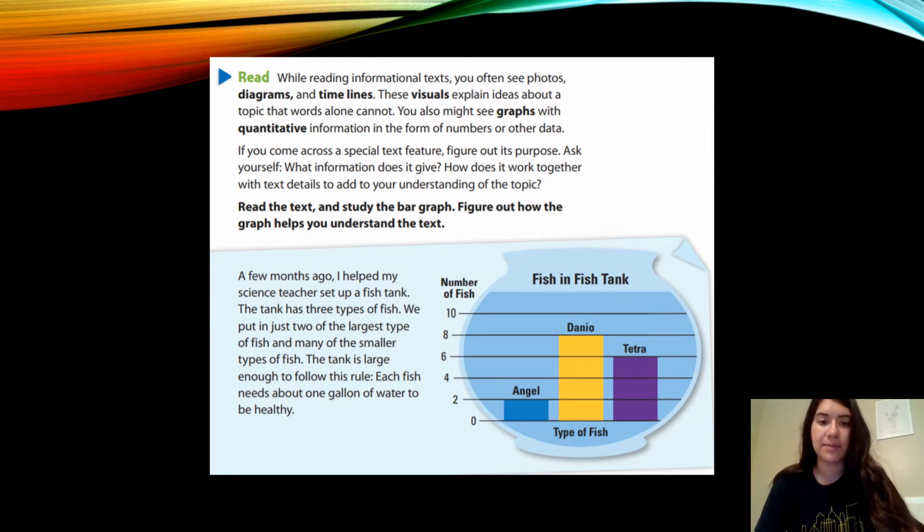So I'm on that bottom section. I always read the text first, then look how the visual connects. So a few months ago, I helped my science teacher set up a fish tank. The tank has 3 types of fish. We put in just 2 of the largest type of fish and many of the smaller types of fish. The tank is large enough to follow this rule. Each fish needs about 1 gallon of water to be healthy. Now I can look at the chart to find out more information that the text did not give me, and vice versa.